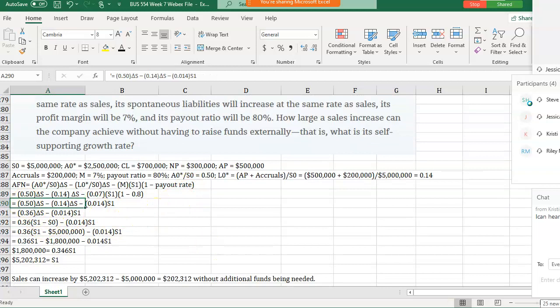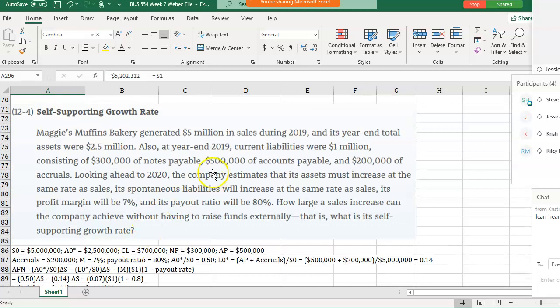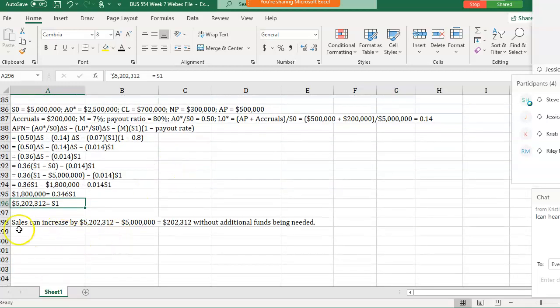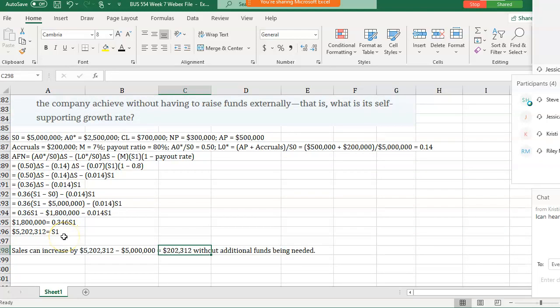Let's begin to simplify that formula all the way down. If you're a little weak on algebra, this step-by-step process should show you that. With the 0.5 minus 0.14, all this kind of stuff, I have to simplify that. I get 0.36 equals 0.14, and so on. But ultimately I get down to 1.8 million divided by this 3.346, and I divide that, and I get 5,202,312. Remember that sales right now are 5 million. So what we're saying is sales could increase by 202,312 without needing additional funds. That's the hard way to get down to that number.